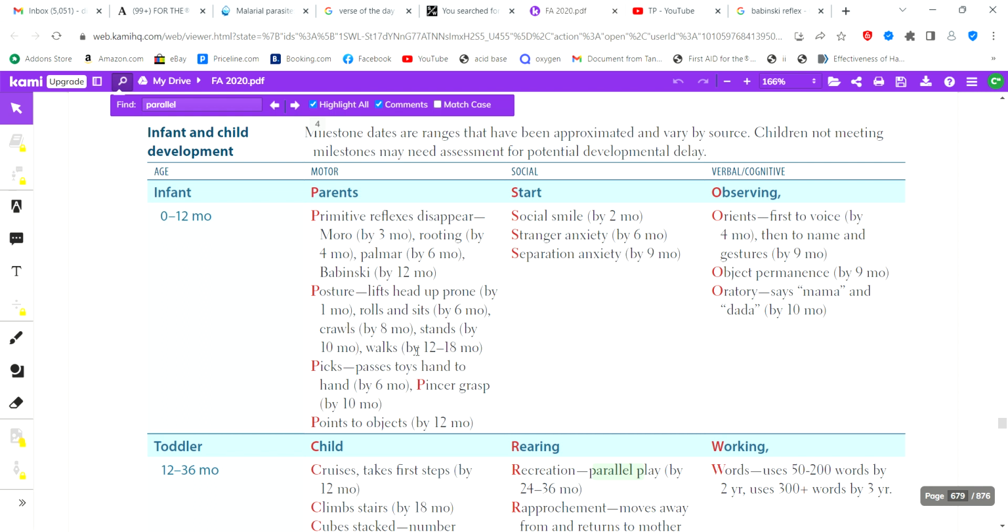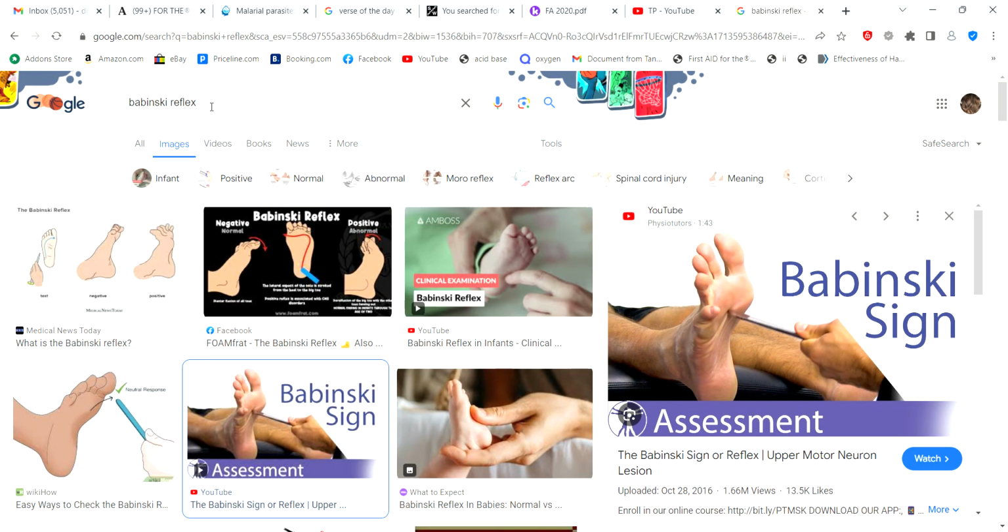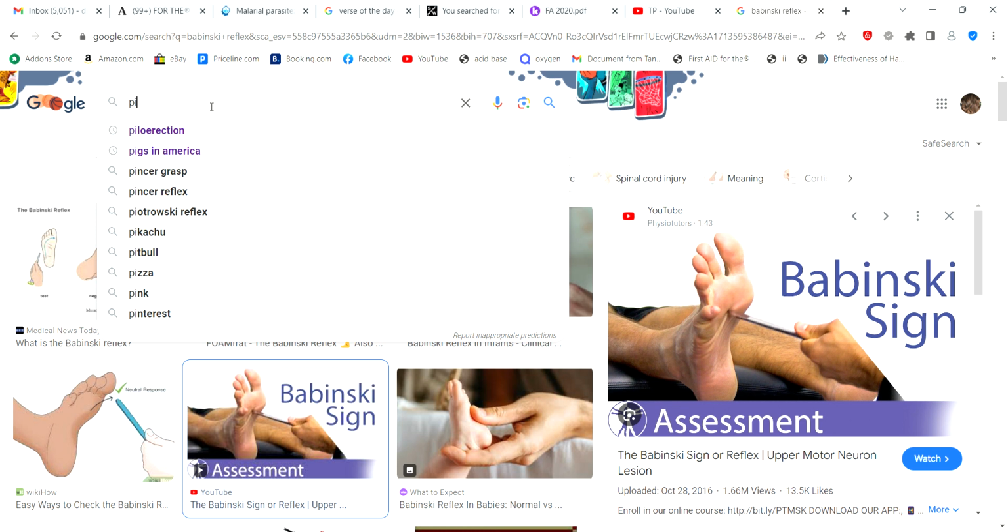Okay, the kid rolls and sits by 6 months, crawls by 8 months, stands by 10 months, walks by 12 to 18 months. Alright, the kid passes the toys hand to hand by 6 months. The pincer grasp is by 10 months. What is pincer grasp?